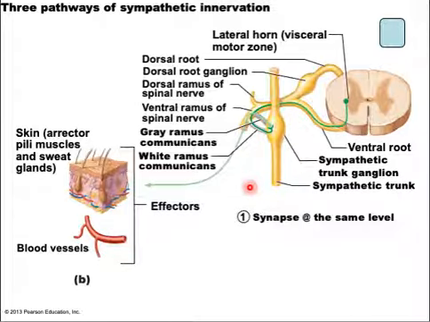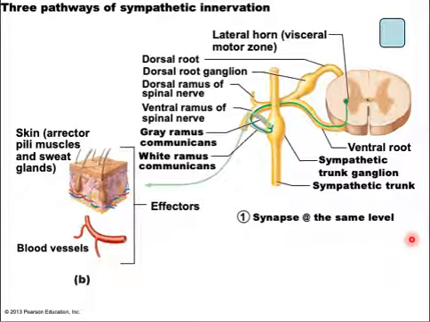Okay, now the way that this works is that the white rami communicans serves as the on-ramp for the preganglionic neuron, and the gray serves as the off-ramp for the next part of the pathway. That's usually the postganglionic neuron, but there are some variations in the pathway that can occur as well.